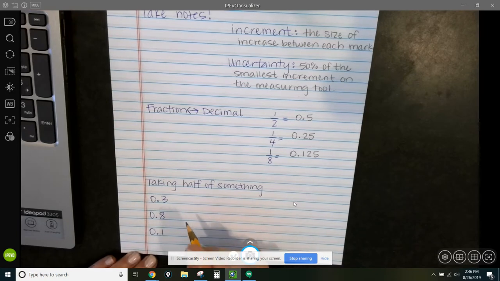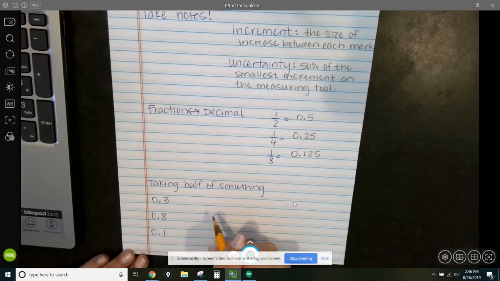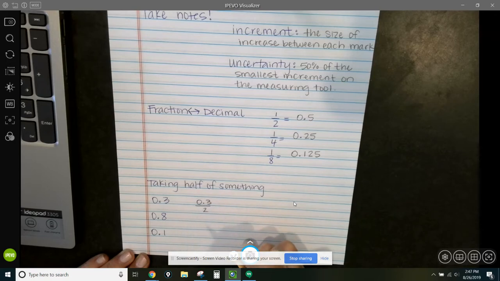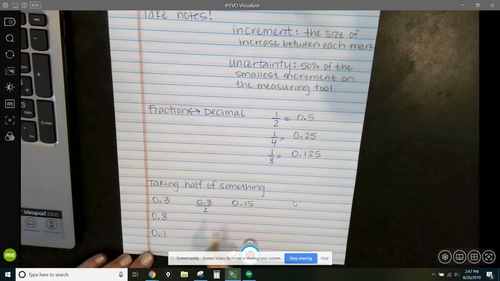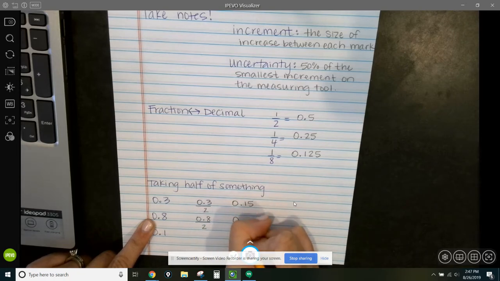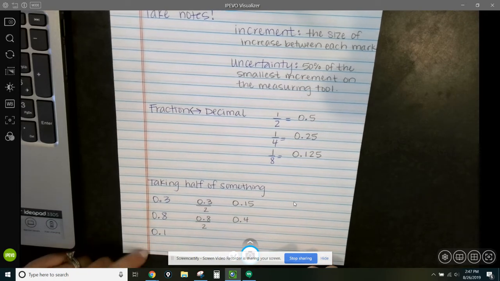And the last thing I wanted to make sure you knew is how to take half of something. So specifically a decimal. If you wanted to take half of 0.3, that means you're going to take 0.3 and divide it by 2. So if you take 0.3 and divide it by 2, you get 0.15. So you can do that on a calculator, but again, they're going to ask you to do things like this. Take half of a decimal. Taking half of 0.8. Again, I'm going to be dividing it by 2. So half of 0.8 is 0.4.